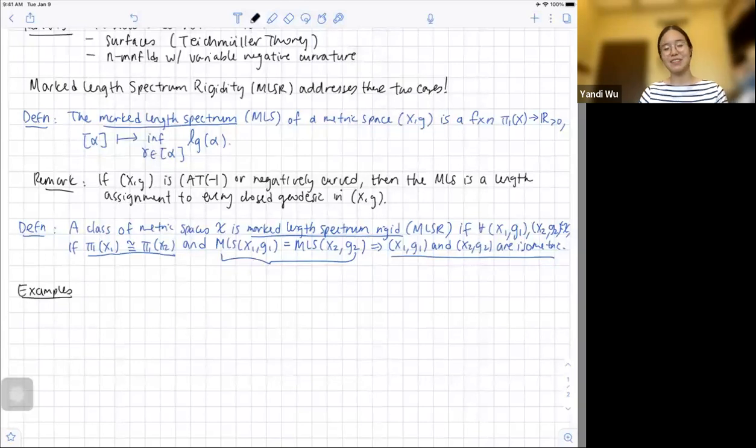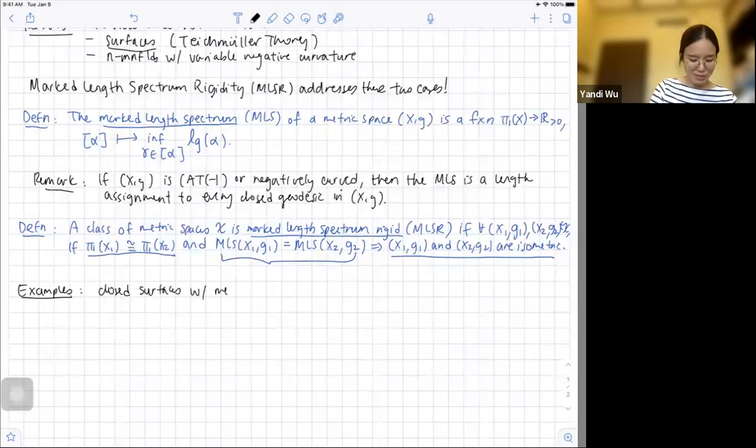So now I think I'm going to give some examples. The first natural thing to consider is this list of instances where Mostow rigidity does not hold. The first thing we looked at was surfaces. So we can ask, are surfaces marked length spectrum rigid? I already gave away the answer, but it turns out that they are.